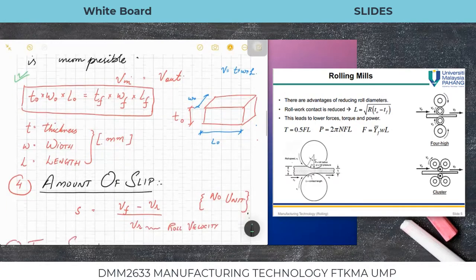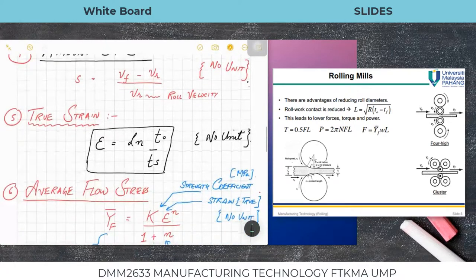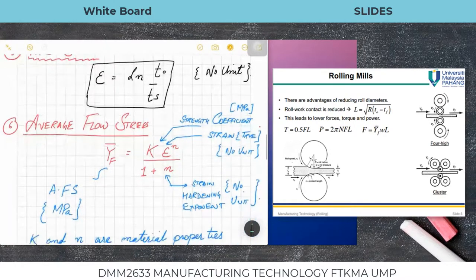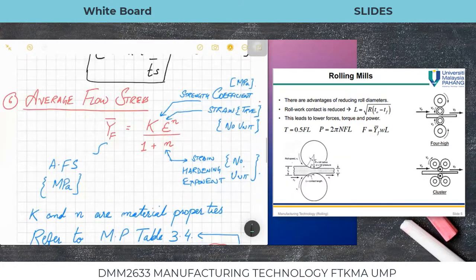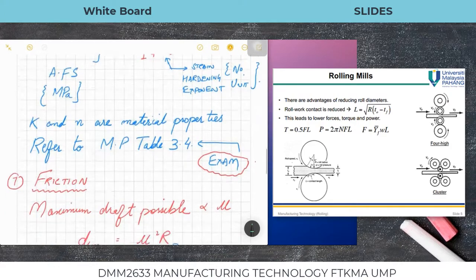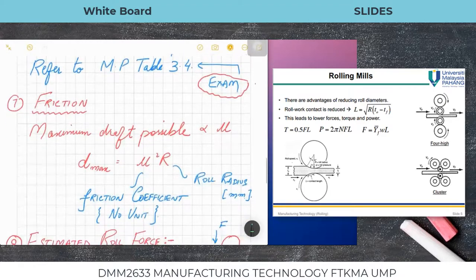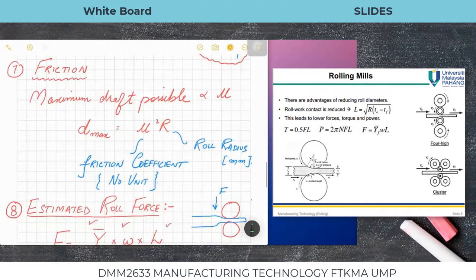After this, we went through the concept of true strain and average flow stress. For average flow stress, we have the formula Yf equals the strength coefficient times true strain to the power of the strain hardening exponent divided by one plus n. The strength coefficient and strain hardening exponent can be obtained from the table. The table will be given to you in the exam. After that, we went through the friction, and how to calculate maximum draft from friction.